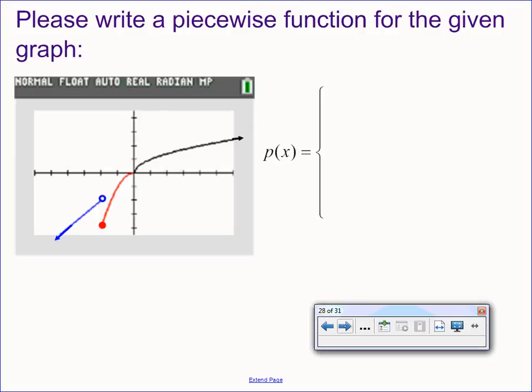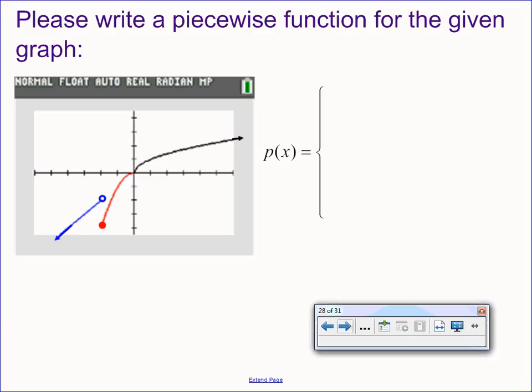The question is, can we go the other direction? So now we're going to start with a graph, and we're going to generate the equation. We're going to generate the piecewise-defined function that would create that graph. So that you can match up the different pieces, I'm going to stick with the color coding. I'm going to first look at that blue portion, and I'm going to write its equation for p of x in blue. That way we can match it up.